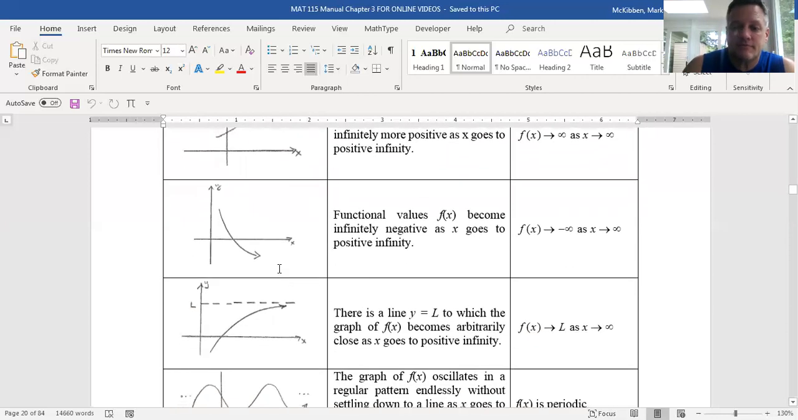Okay. Same way here, this end behavior would be as x goes to infinity, f of x goes to minus infinity, right? It's dipping down to the negative values.